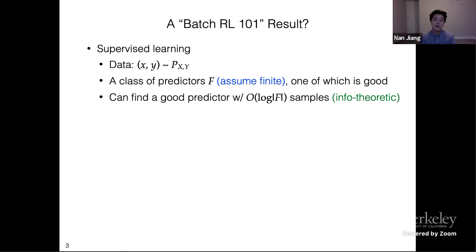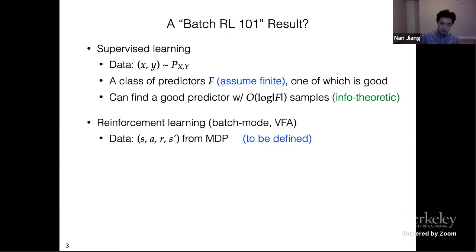We have data sampled IID from a distribution. We have a finite class of prediction functions, one of which accurately predicts y from x. And then it is easy to show that we can learn a near optimal predictor using log |F| number of samples. Note that I'm omitting the usual PAC parameters. Also, this result is information theoretic. That is, we assume unbounded computation, and the only bottleneck is the limited sample size, which will be the case throughout this talk.